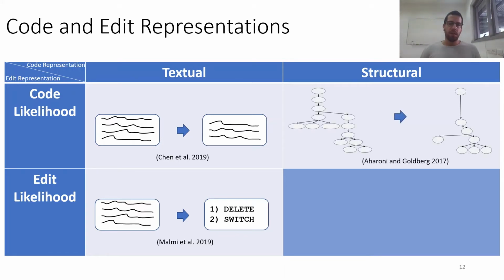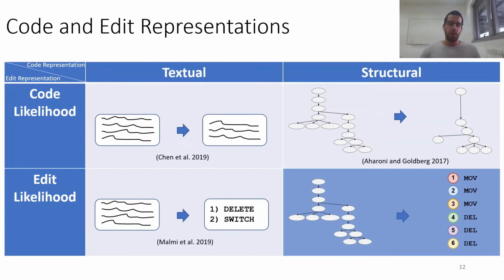In structural representation and code likelihood, the input is the AST of the code before the edit, and the output is the whole AST of the code after the edit. Finally, in structural representation of code and edit likelihood, the input is the AST of the code before the edit, and the output is a series of structural edit operations that can be applied directly to the AST of the code before the edit in order to get the AST of the code after the edit. In this work, we show that choosing the last approach performs best compared to the other approaches.